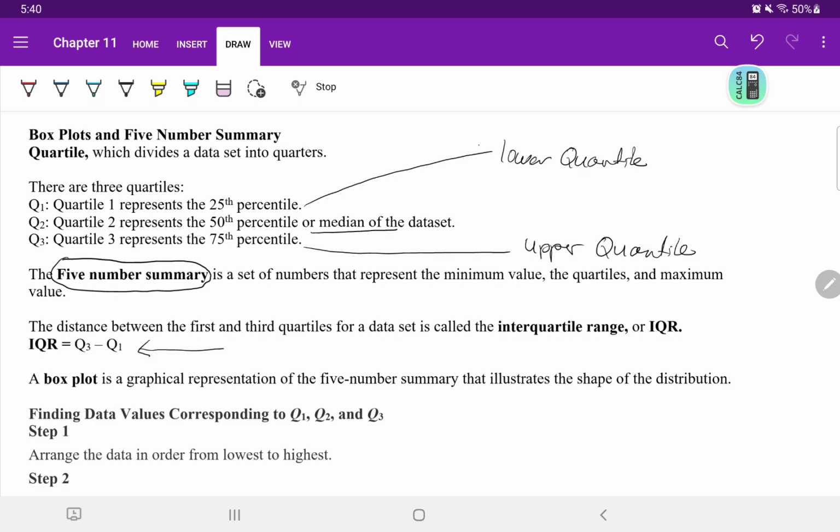Based on the 5-number summary, we can actually picture the data set. We can picture the distribution of our data to see if our data is skewed or does it have a symmetrical distribution. And we call that a box plot, or sometimes referred to as a box and whiskers plot. A box plot is a graphical representation of the 5-number summary that illustrates the shape of the distribution. Once again, the shape of a distribution is important because it lets us know if our data makes any sense.